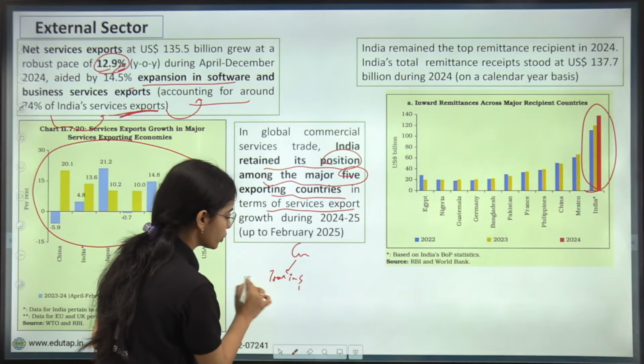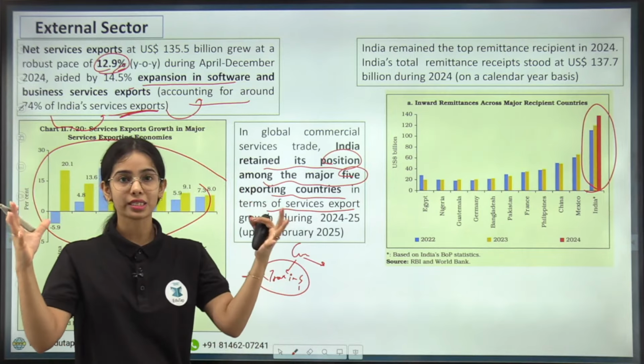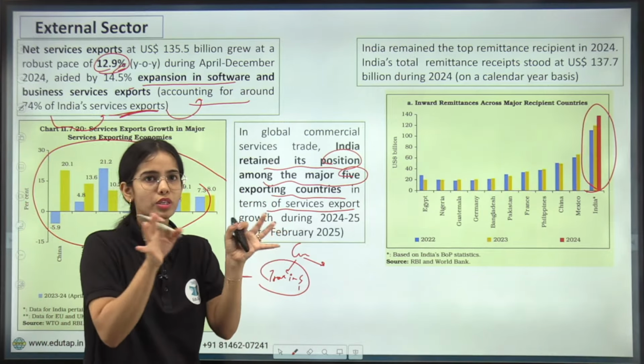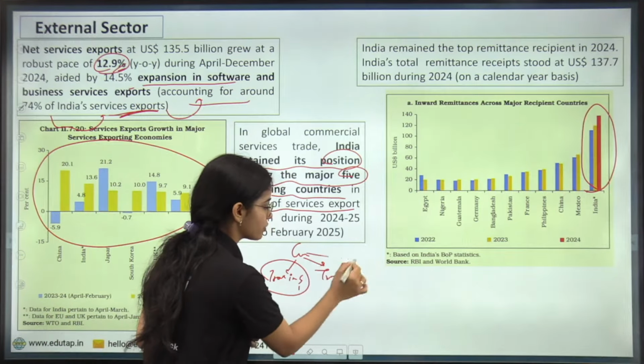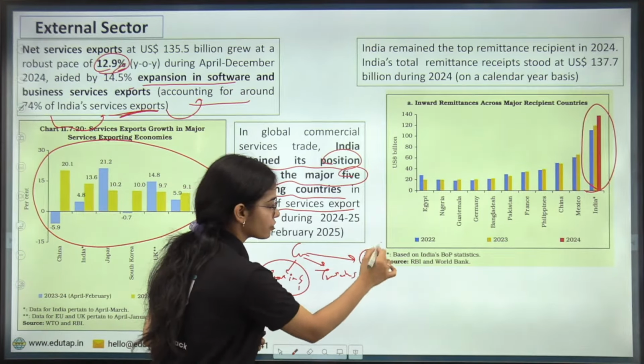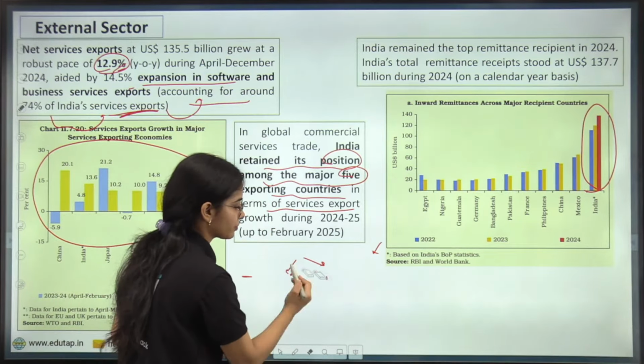Now, as I have told you, in the current account, trade in goods is in huge deficit, but that huge deficit is controlled slightly by the surplus in trade in services, and by the inward remittances, or the transfer payments that we are receiving. Okay, so this is the idea.